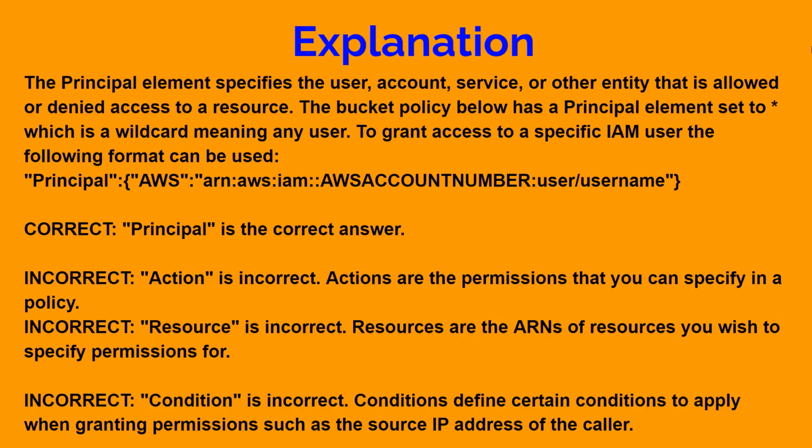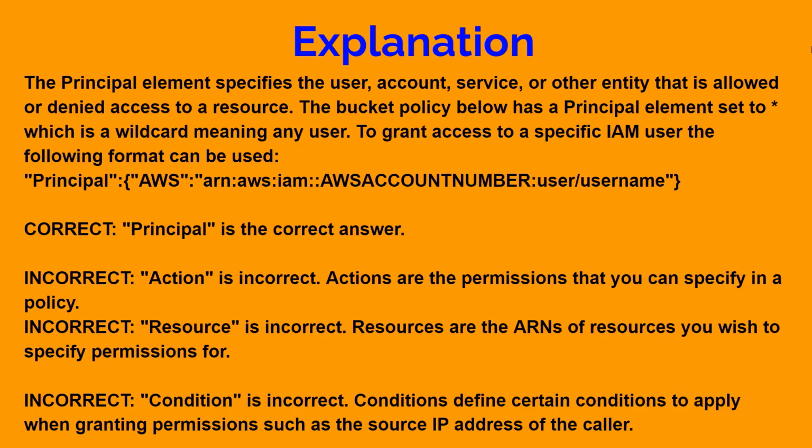Explanation. The principal element specifies the user, account, service, or other entity that is allowed or denied access to a resource. The bucket policy below has a principal element set to an asterisk, which is a wildcard meaning any user. To grant access to a specific IAM user the following format can be used. Principal, AWS, ARN, AWS, IAM::AWS account number user/username. Correct. Principal is the correct answer.